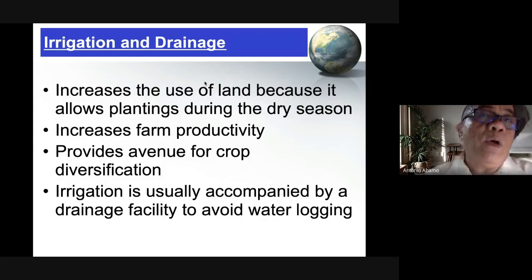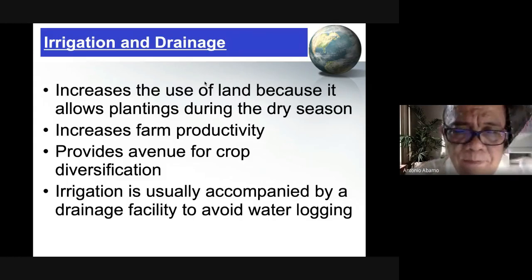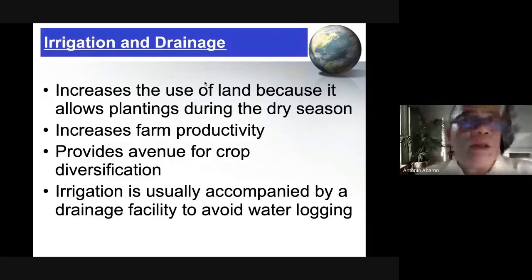Okay. Now, with that, we proceed to another type of input, which is irrigation and drainage. Now, the significance of irrigation and drainage input: irrigation increases the use of land because it allows planting during the dry season. Meaning to say, making maximal use of land, because it now allows more than one production cycle because of the availability of water.